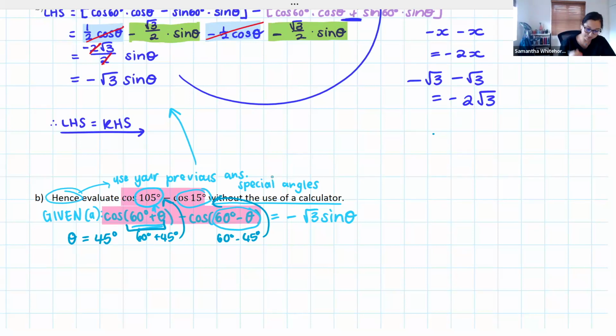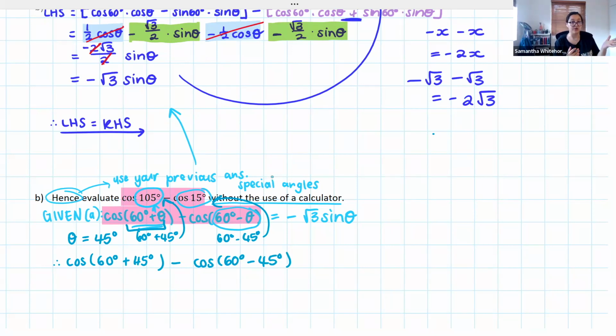Alrighty, so now that we know that, we know essentially what we're working with. Based on what I now know theta is, and the expression I've already proven to equal negative root 3 sine theta, we can now say that cos of 60 plus 45 minus cos of 60 minus 45 is equal to that cos 105 minus cos 15 degrees.